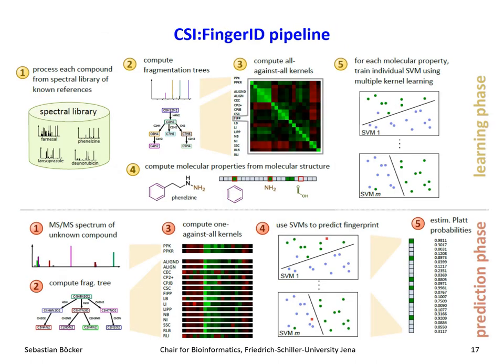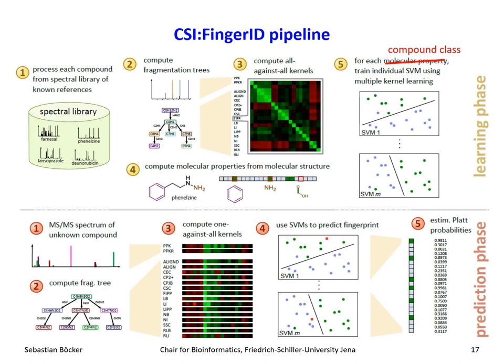Luckily, we already have that voodoo chicken ready. I mean, it's obviously not a voodoo chicken, as I explained, too expensive, and I don't know actually where to put them. So we rather use machine learning. And we can directly use our CSI:FingerID pipeline that I explained in the last talk.